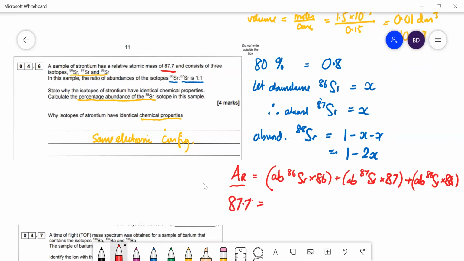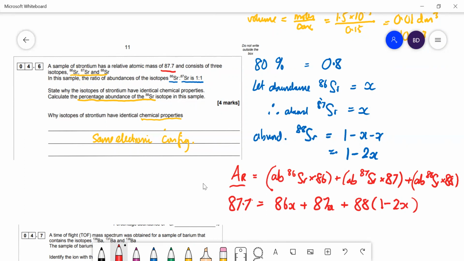So we're going to have 86x plus 87x plus 88 multiplied by 1 minus 2x. So we can see in that equation we know everything except x.